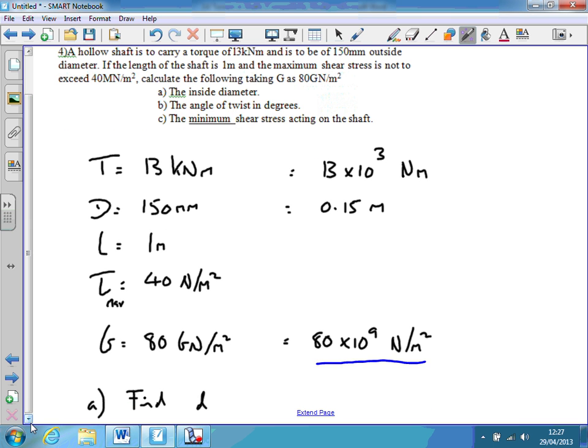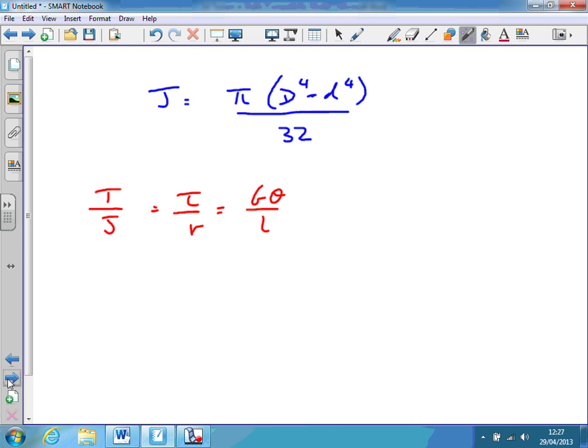So the first thing to do is to identify a formula that has little d in it. It's a hollow shaft, so J equals pi (D to the 4 minus little d to the 4) over 32, which I could rearrange for little d to the power 4. The only problem is I don't know J, but if I look at the torsion equation, J occurs in the torsion equation. So which ratios are going to be helpful here?